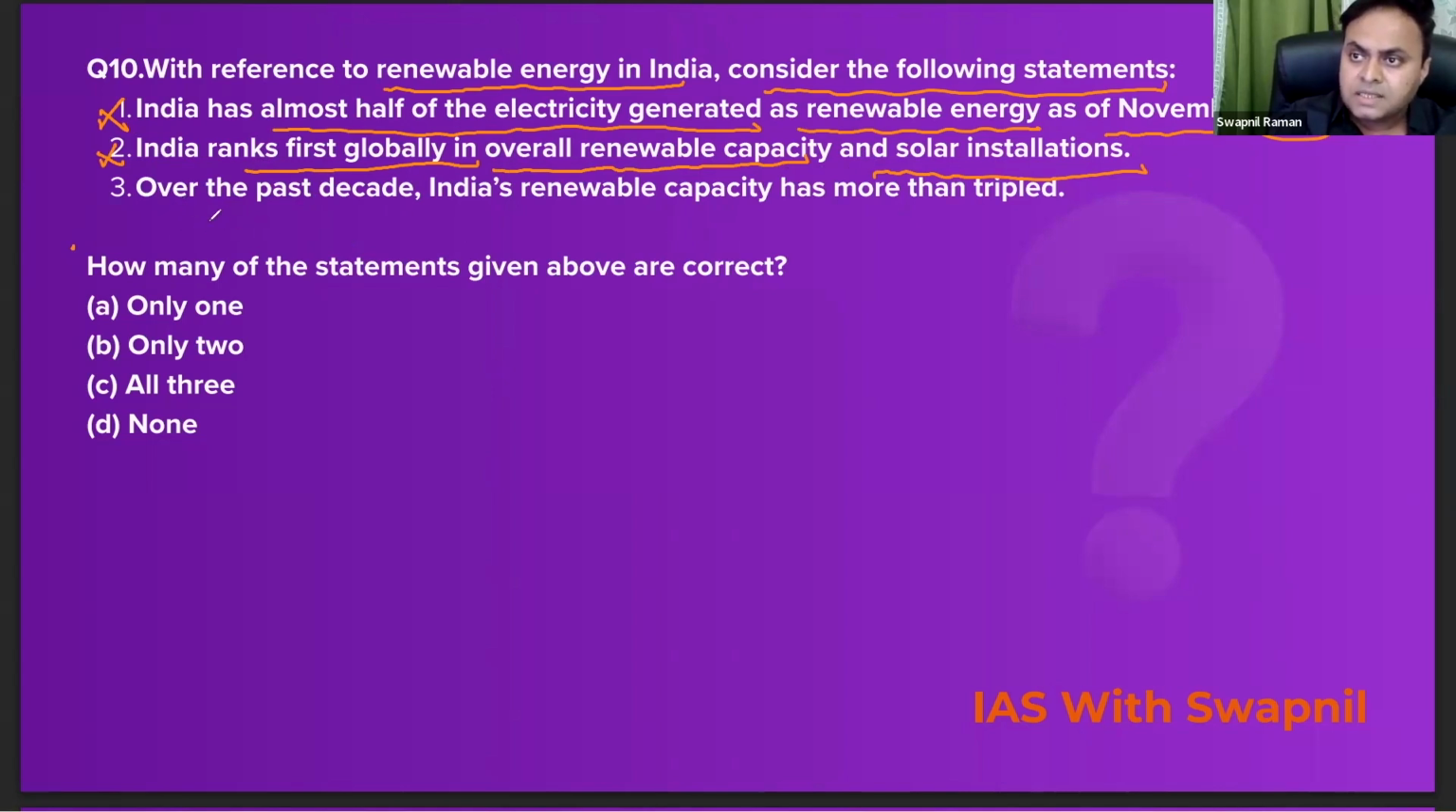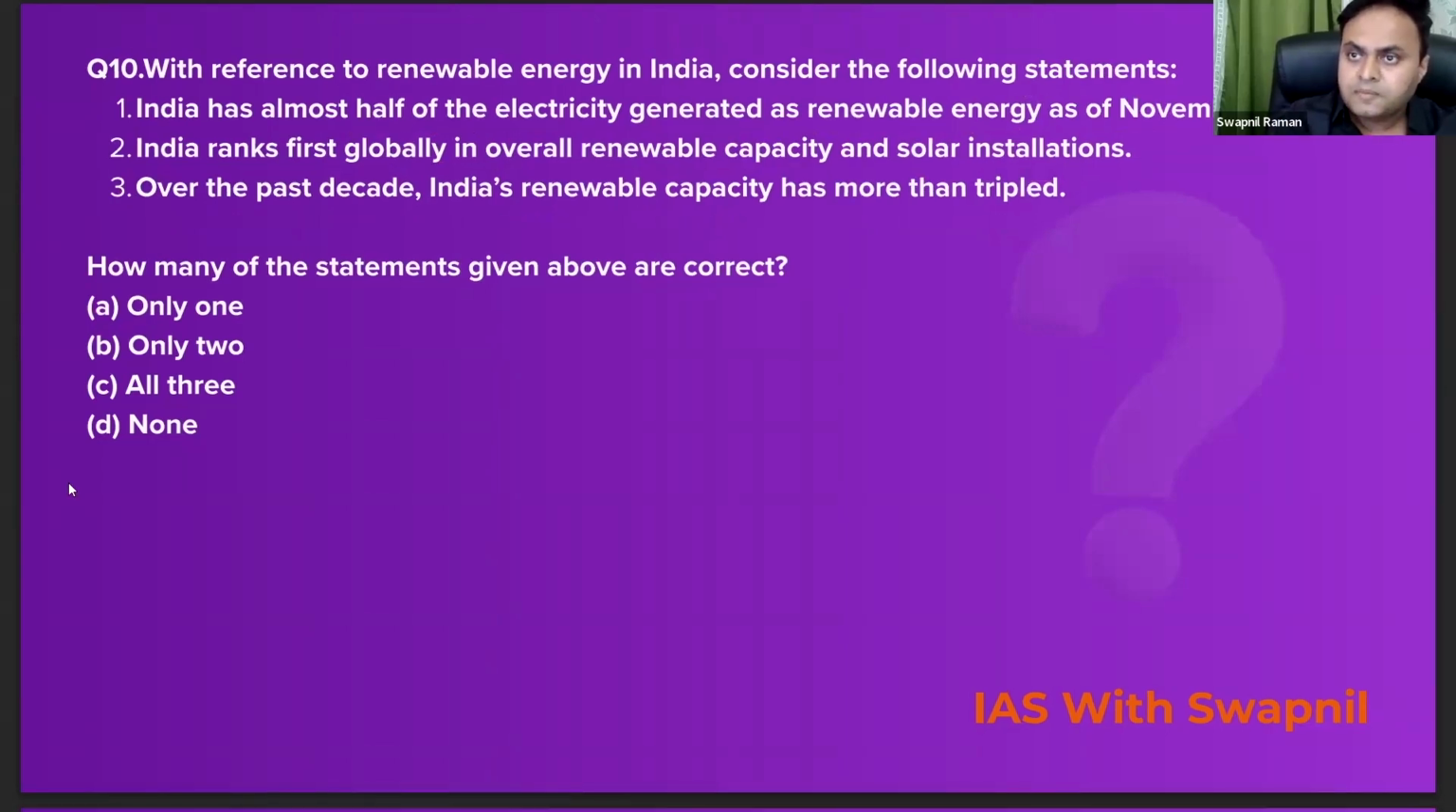The third statement says that over the past decade, India's renewable capacity has more than tripled. This is absolutely correct. Clear. So how many of the above statements are correct? Only one would be the correct answer. So look at the explanation part. We can see the explanation. Just a moment. So look at this one.